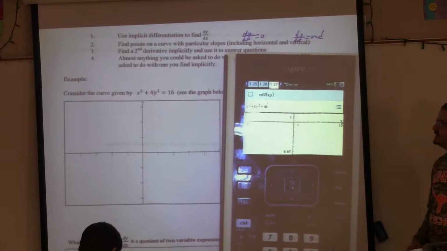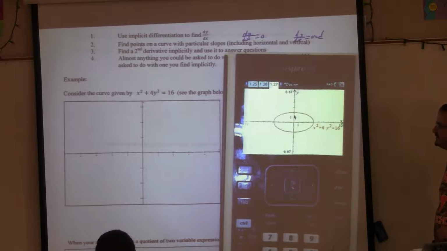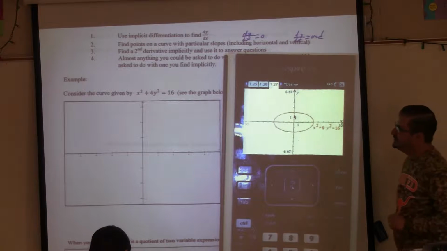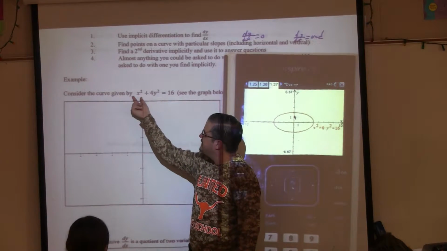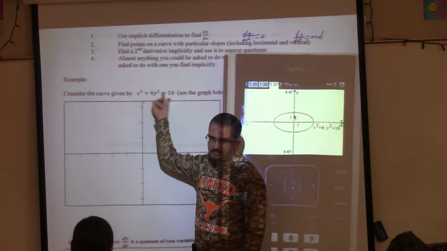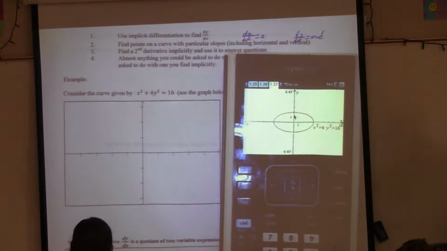This is not the equation of a circle. This is actually the equation of, anybody know the shape of that? An ellipse. Very good. Okay, if we had a circle, these two values here would be the same. This would have been 4 and this would have been 4, then it would have been a circle. Okay, but since they're not, it's an ellipse.